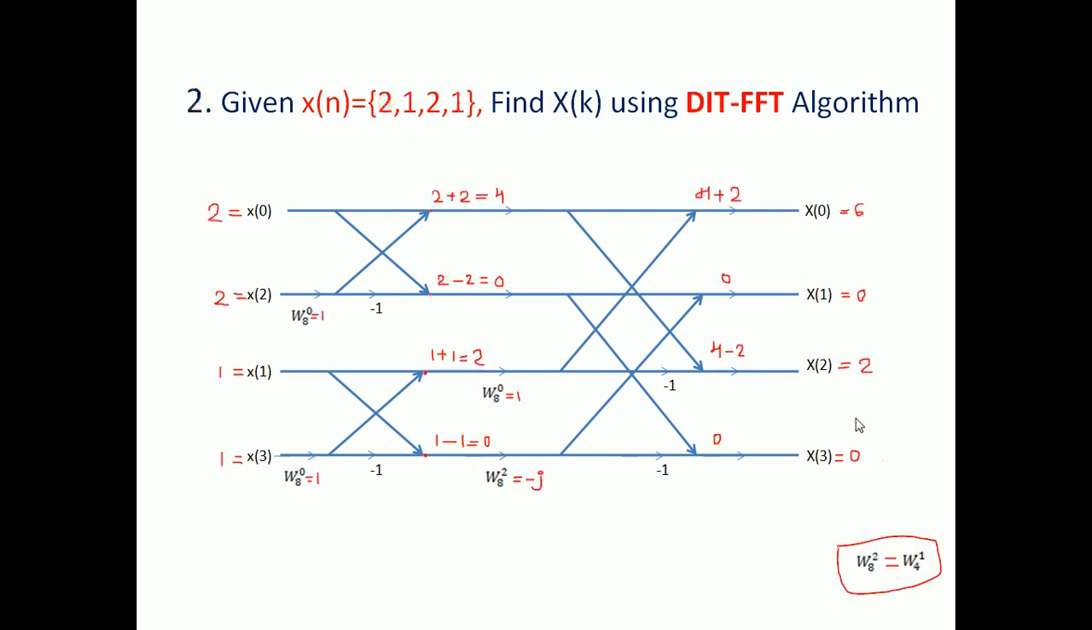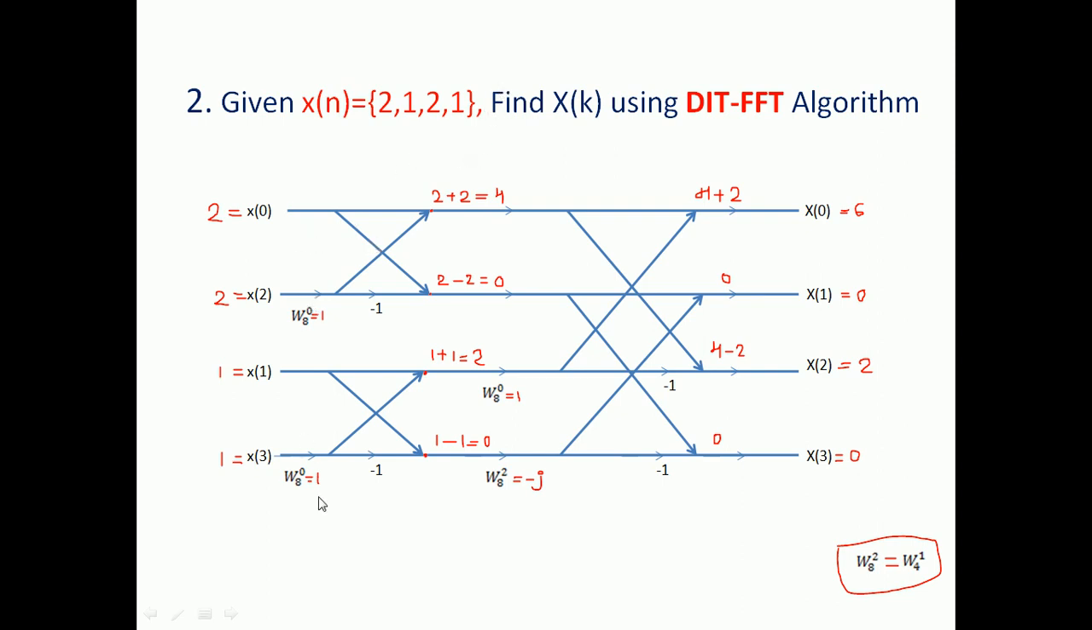Similarly, one more example we'll take. Given is x of n is equal to 2, 1, 2, 1. Find x of k using the DIT FFT algorithm. Okay. So this is again a 4-point DFT. Only this part is taken. So x of 0 is written as x of 0 only. So x of 0 is 2. X of 1 is written as x of 2 according to in-place computation. So x of 2 is again 2. X of 1, that is x of 2, is replaced with x of 1. So x of 1 is 1. X of 3 is 1. So this is 1, this is 1.